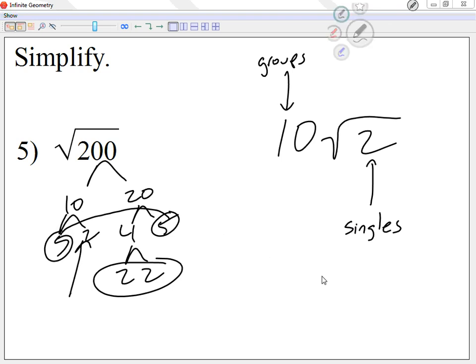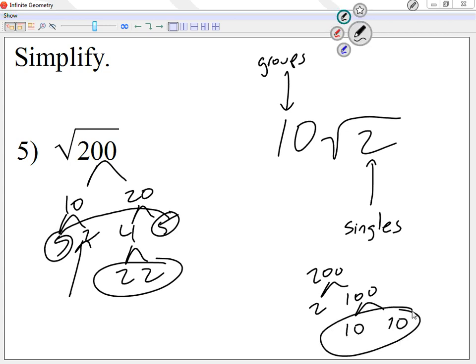Okay, so you were saying, can I start with 200 as 2 times 100 instead of 10 times 20? Yes. The 100, you can go as 10 times 10. I already have a group, and I have a single. So 10 radical 2.